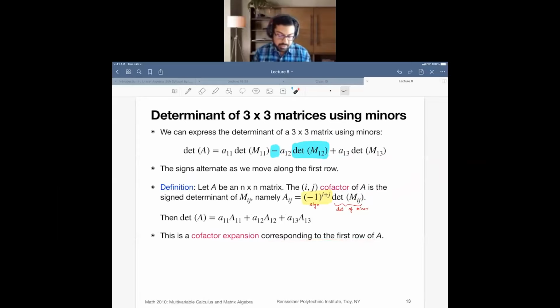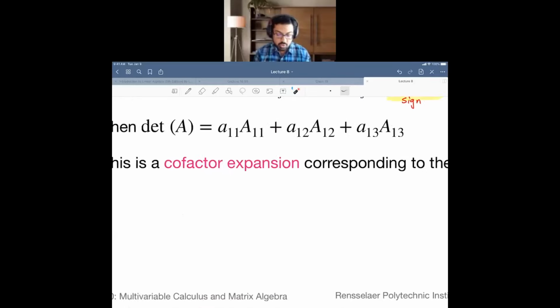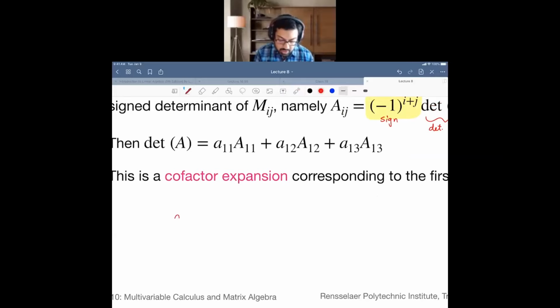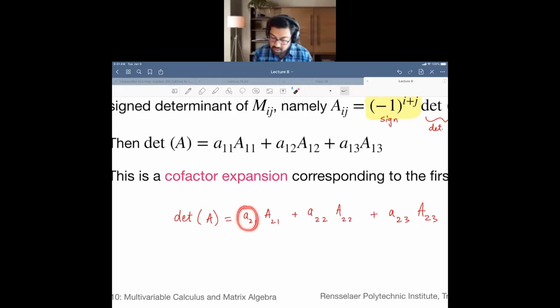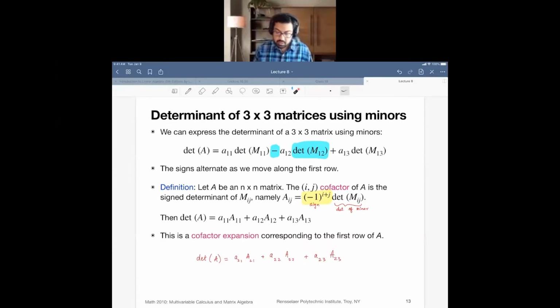You could also do it with respect to the second row of A. How would the second row of A look? Well, you would say determinant of A equals A21 times its cofactor plus A22 times its cofactor plus A23 times its cofactor, right? So the elements have changed and you're trying to find the corresponding cofactors. And that would give you exactly the same determinant. And in fact, you can do the expansion for any row, any column. All right, any questions so far?